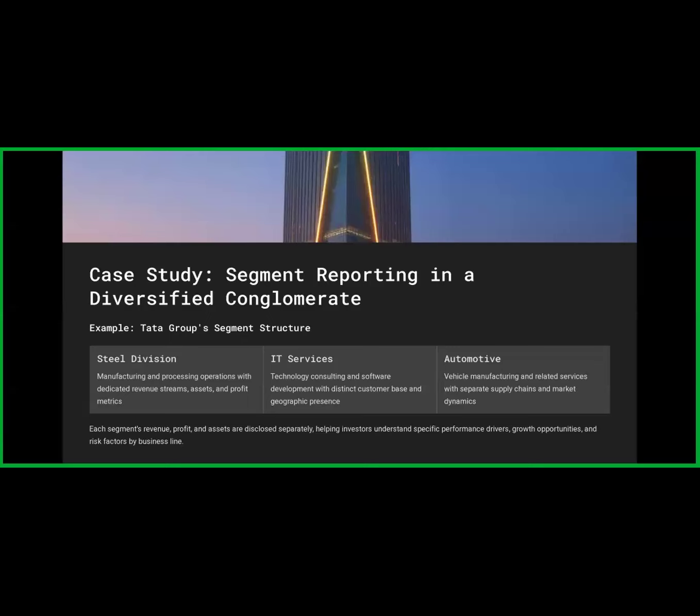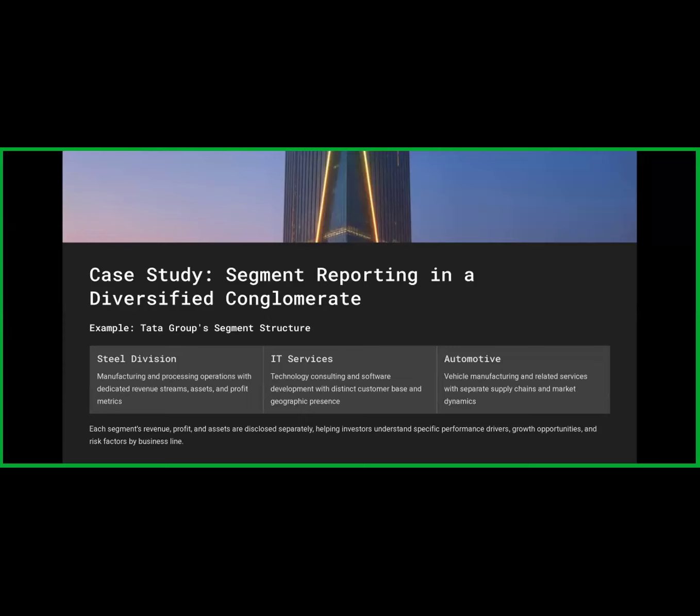Then we get to know each and every sector's financial performance, because each and every sector gives revenue to the Tata Group. The automobiles sector gives them revenue continuously, and also the IT services and the steel division. So all the segments must be disclosed separately in their annual reports and financial statements.